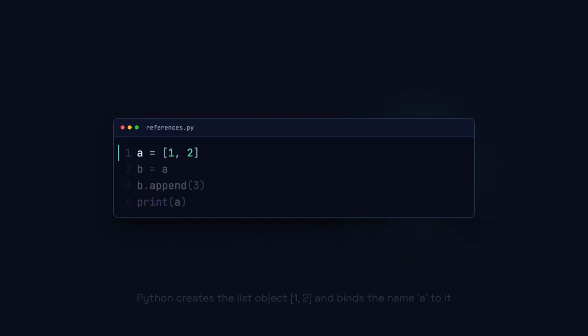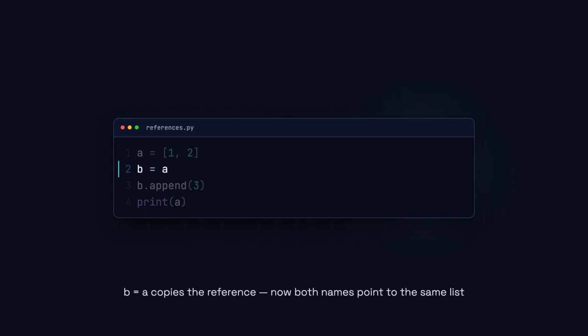Line 1. Python creates a new list object containing 1 and 2 somewhere in memory. The name A is then bound to that object. Nothing is stored inside A, it is just an arrow pointing at the list. Line 2. B equals A. Python does not create a second list, it simply makes B point to the exact same object that A already points to. We now have 2 names, 1 list.